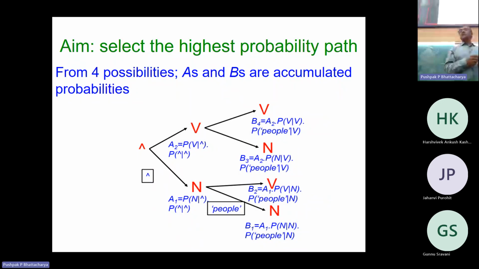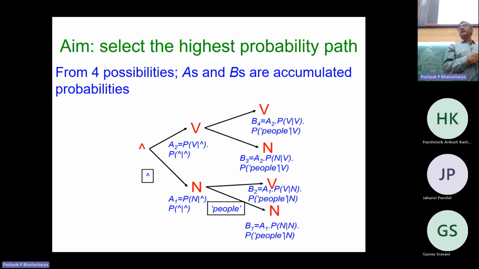Then from V to V, we have the probability V4, from V to N, V3, from N to V, V2, from N to N, V1. Okay, so V1, V2, V3, V4, because of the 4 possibilities there. So V1 is what probability? A1 into probability of N given N multiplied by probability of people given N. At the second position, I have the word people. And V2 would be A1 into probability of V given N multiplied by probability of people given N.